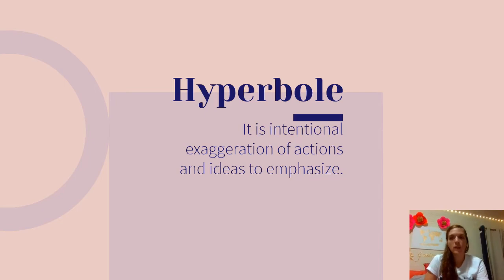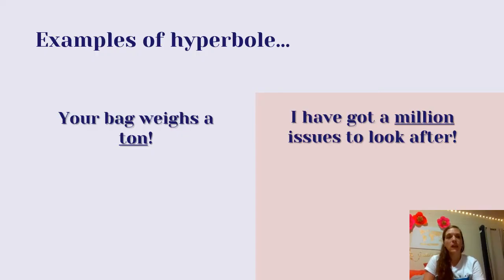Let me show you in literature. If you say, my bag weighs a ton. Okay, well, a ton is 2,000 pounds. So, no, it doesn't, okay? It's a hyperbole. It's an exaggeration. Another one is, I have got a million issues to look after. Okay, how many times have you maybe heard somebody in your house say that, like, I have a million things to do right now, don't talk to me about that. That's a hyperbole.